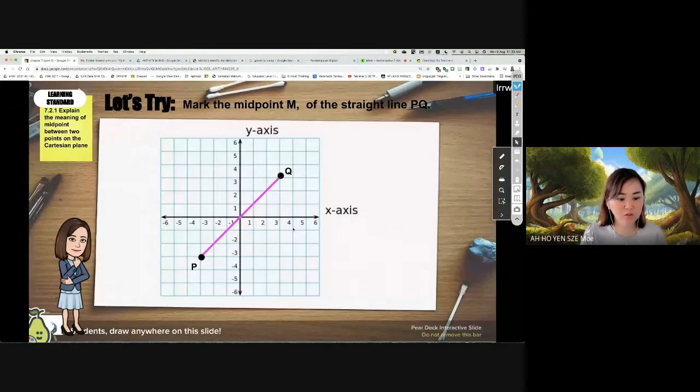Okay, so let's try. This one you have to determine the answer for me. Mark the midpoint M of the straight line PQ. So where is the midpoint? If you cannot respond in the PDAC by plotting the point, you can just write down the coordinate, because this is a Cartesian plane. Kalau you tak boleh mark point M, tak apa, tuliskan midpoint, especially for those who cannot join PDAC. You can write your answer in the chat. Jangan kata tak tahu. Cuba semua.